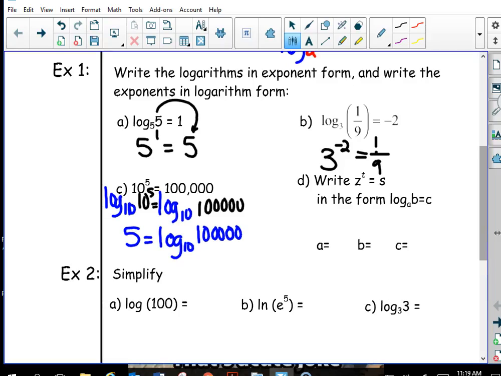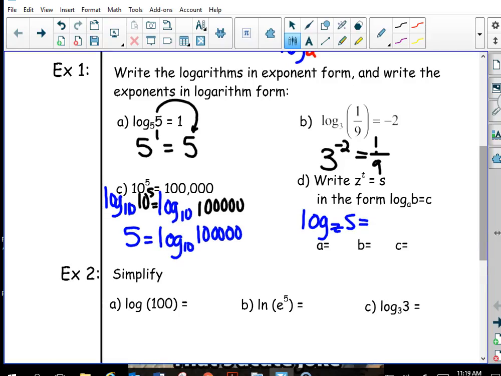So you can either solve it or you can rearrange things. Write z to the t equals s in the form log base a of b equals c. All right, so the base of my exponent is z. That's going to be the base of my log. The answer to my exponent question is s. That's what's inside my log.